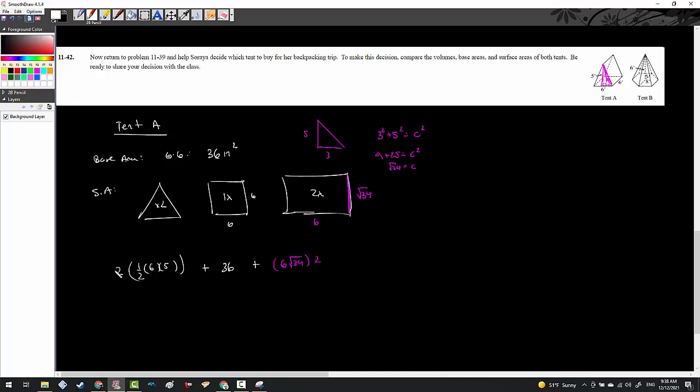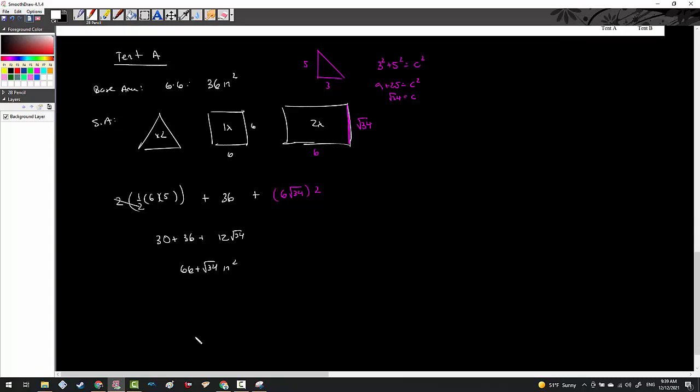So what happens when we multiply this out? We're going to cancel those out. We're going to get 30 plus 36 plus 12 root 34. So I get 66 plus 12 root 34 inches squared. But I kind of want to figure out what that is. After I calculate all that in a calculator, the surface area is going to be 135.971 inches squared. So here we go. We've got a base area already. We've got a surface area already. Now we've got to find a volume.